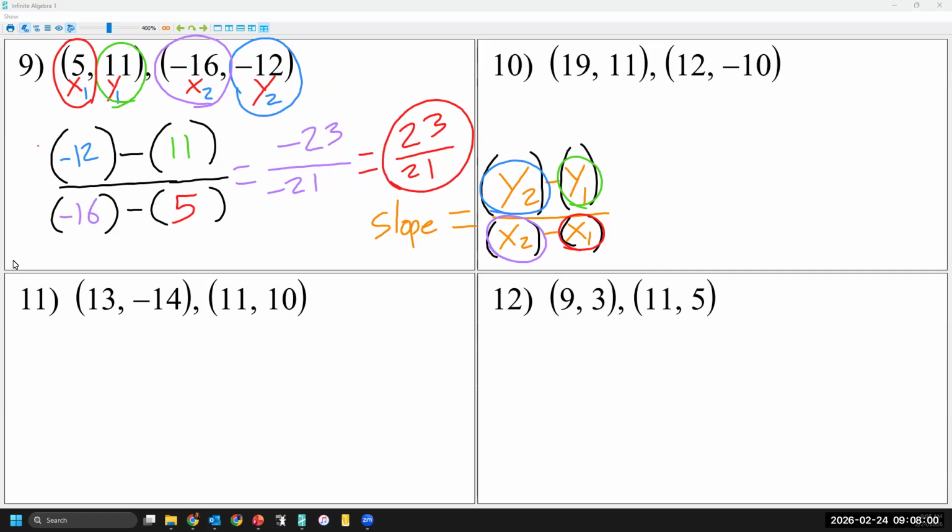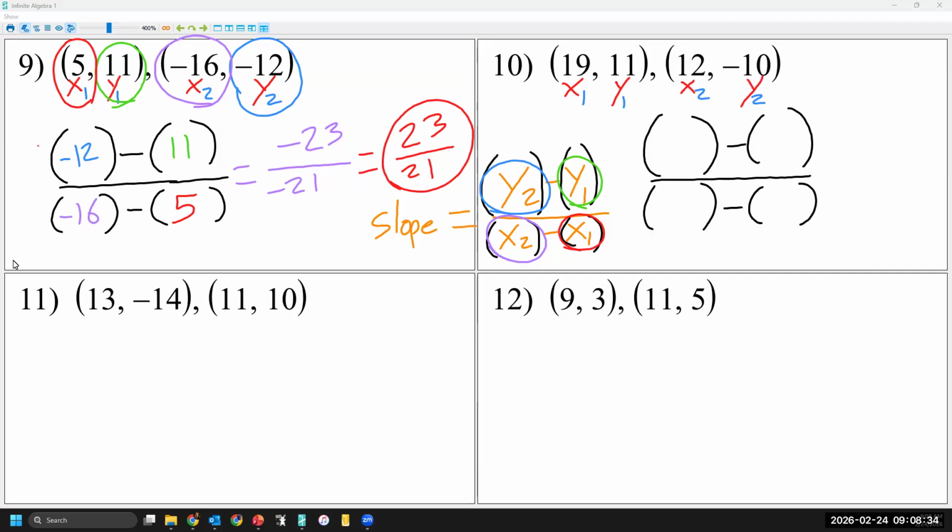All right, come over here and try number 10. Same way. Again, X, Y, X, Y. I'm going to number them. That's my first X and my first Y. That's my second X and my second Y. Draw my little slope formula out. Parentheses minus parentheses, parentheses minus parentheses. Let's see what we get.